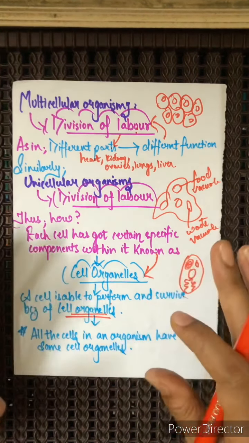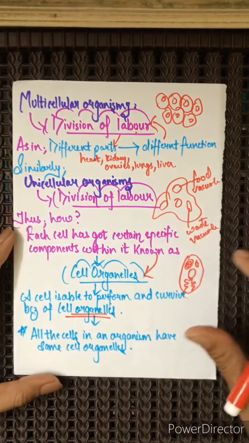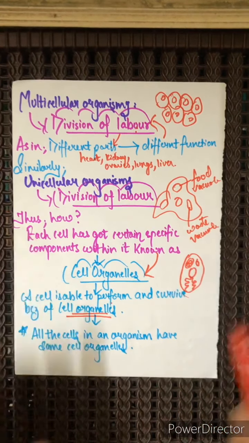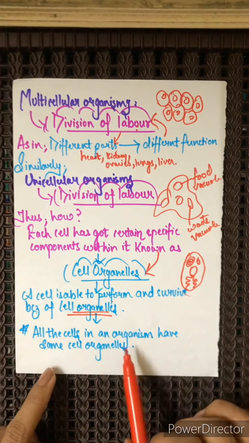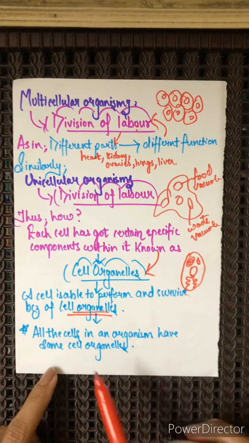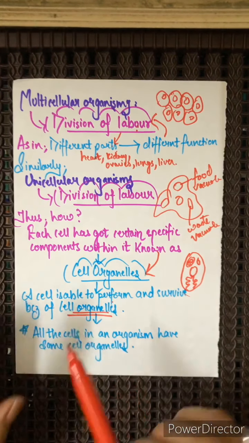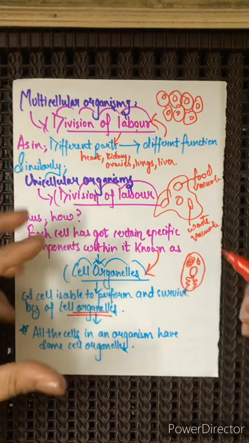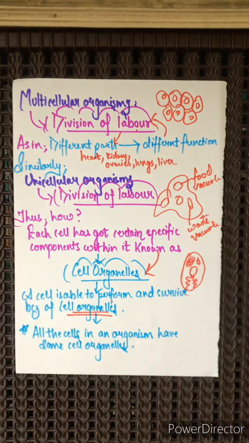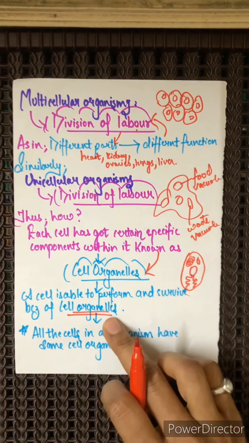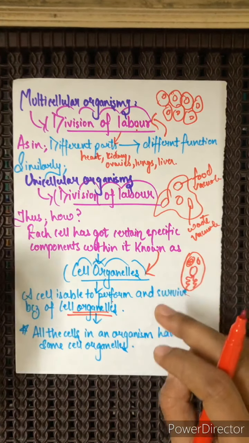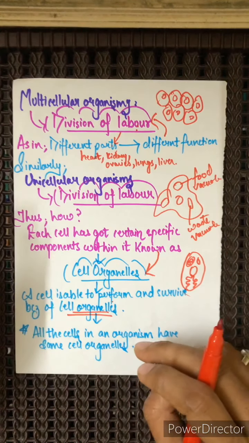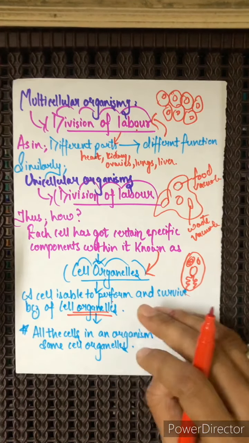Yes, and therefore now you understand why we have gone through the introductory part. So all the cells in an organism have the same cell organelles. This is something to be understood, that is, all the cells in an organism. Suppose in our body we have millions of cells. So all the millions of cells will have the same cell organelles, such as the mitochondria, the ribosomes, the endoplasmic reticulum, the lysosomes, and so on.